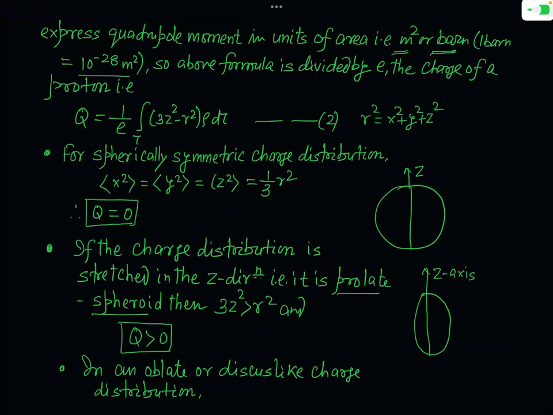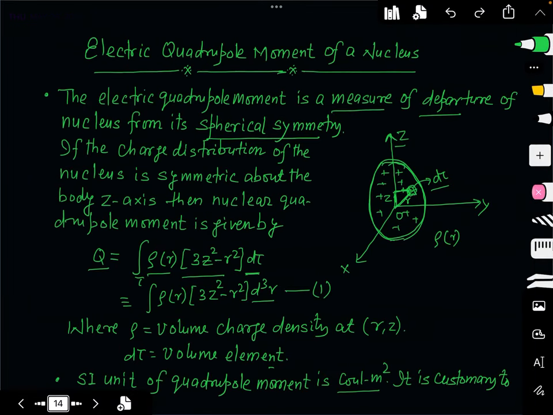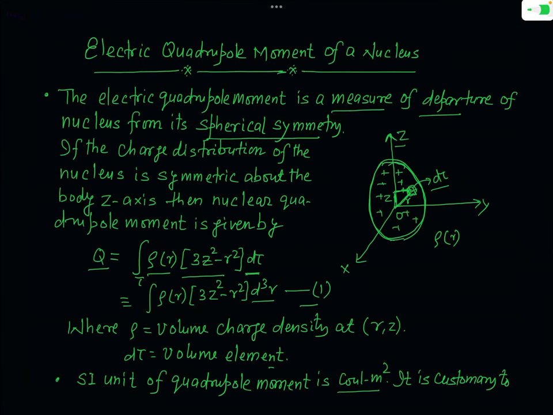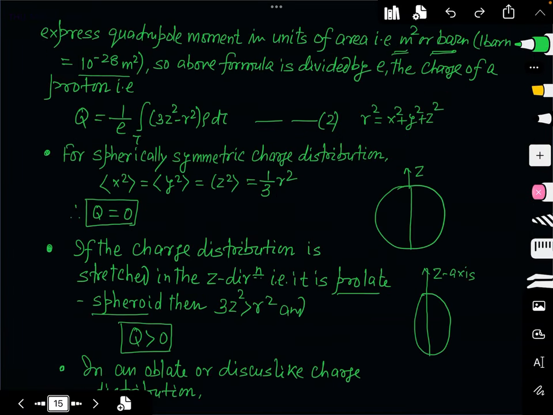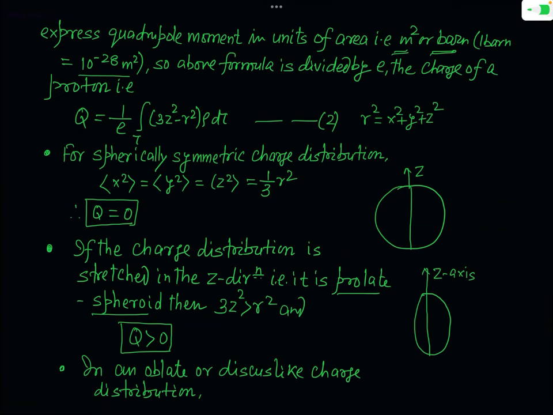As I have told you, in nuclear physics there is a tradition, a custom, that we define the quadrupole moment in units of area, not as Coulomb meter square. So Coulomb should be cancelled. For this purpose, in nuclear physics, we divide the expression which actually defines the quadrupole moment in equation 1 by the charge of the proton. When you divide it by the charge of the proton, 1 over e, then the unit of this quadrupole moment will be simply meter square. This is just a tradition, just a convention in nuclear physics.